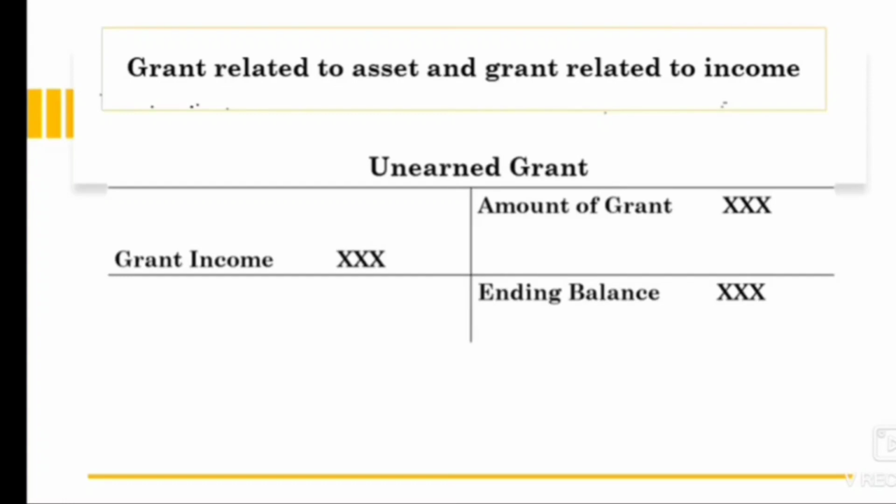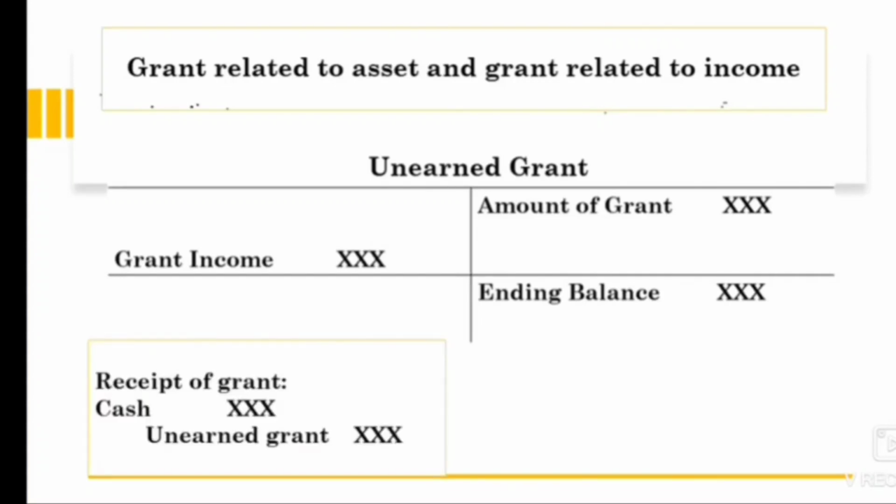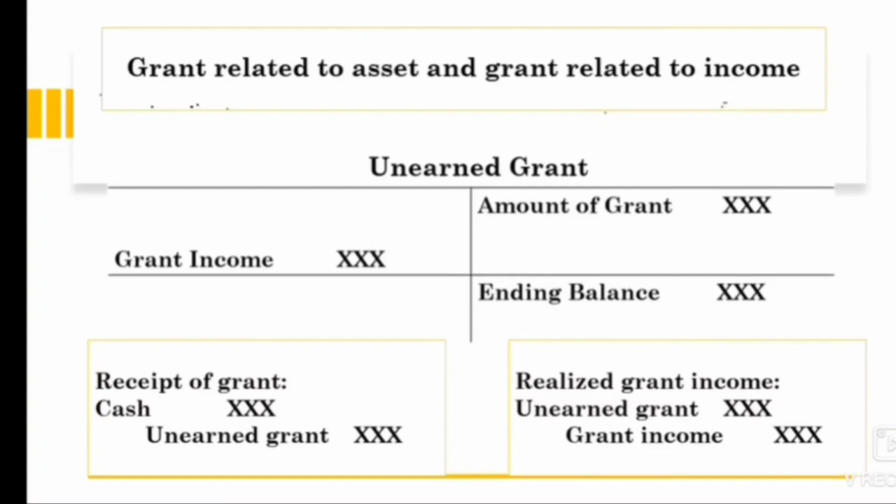Tapos, nakapag-realize ka ng grant income na 2 million at the end of the period. So, ang unearned mo na lang na ma-receive in the future is 3 million. So, to record the grant received, we debit cash and we credit unearned income. So, to realize grant income, we debit unearned grant income and credit grant income. So, let's have an example.